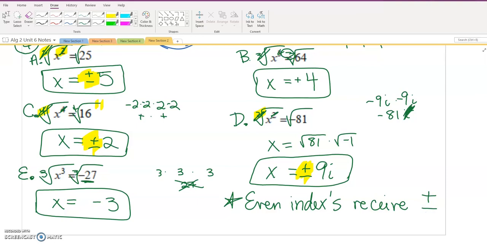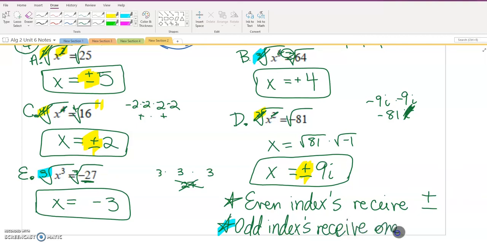Odd indexes only receive one symbol. So with 3, 3, they only receive a plus or they only receive a minus. So only one symbol. Odd indexes receive one symbol. And then we're good.